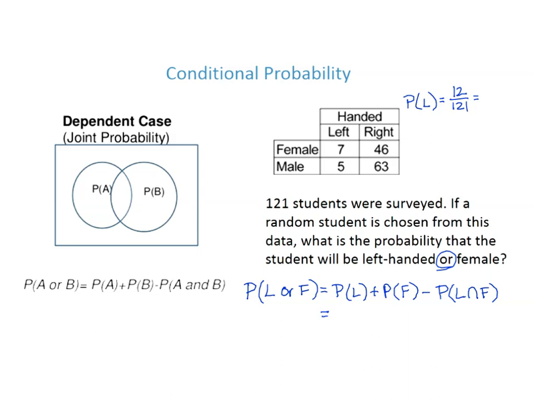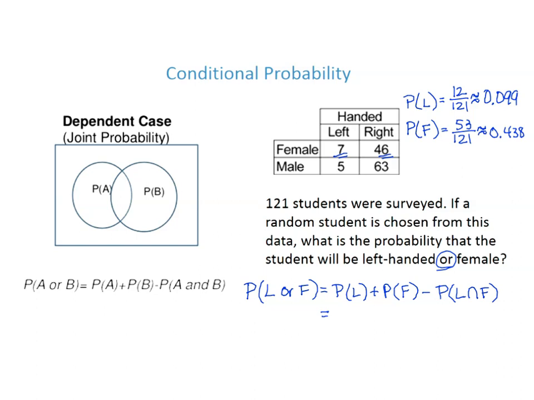And 12 divided by 121 is 0.099, and I'll round it to the thousandths place. The probability of being female, well, I've got 7 females listed here and 46 females listed here. So 7 plus 46 will give me 53. So 53 out of 121. I'm going to find that quotient. 53 divided by 121 is 0.438. Again, I'm rounding.